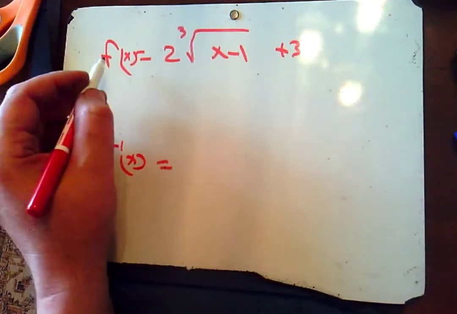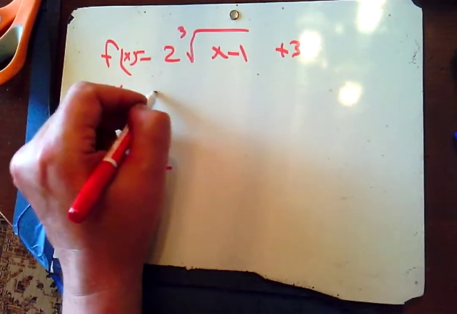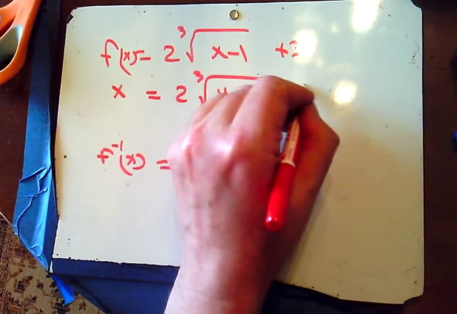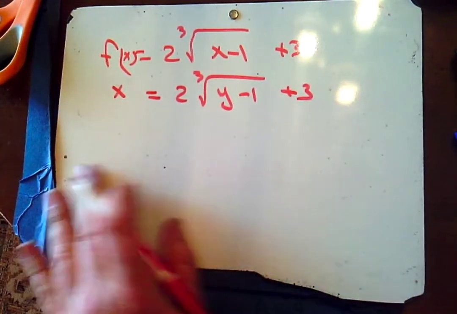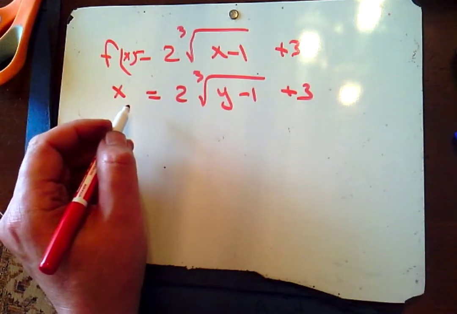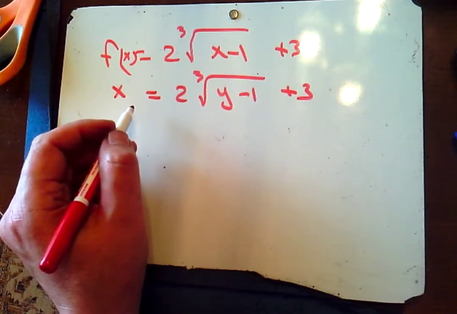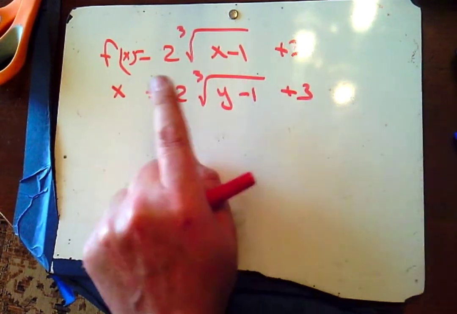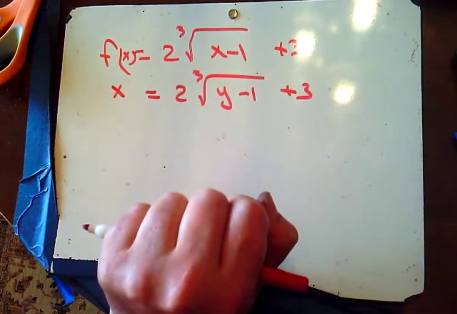All right, so we're going to switch the x's and y's again. And then what do we do? Well, we want to solve for y. So I'm going to have to subtract 3. Remember, we're doing SADMAP here because we're solving. When we're solving, we're doing SADMAP, so I have to undo this, and then undo the exponent.